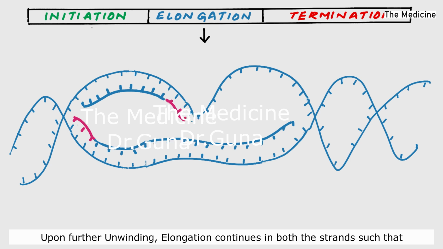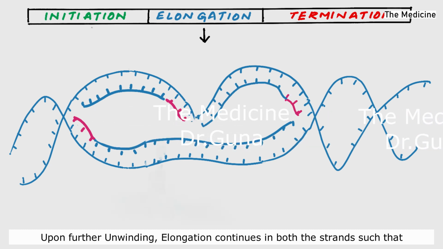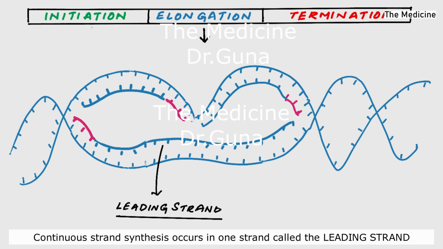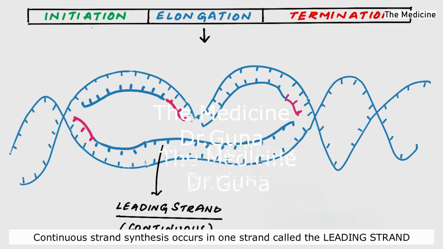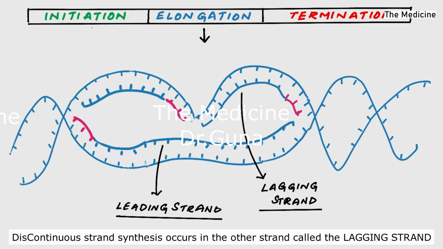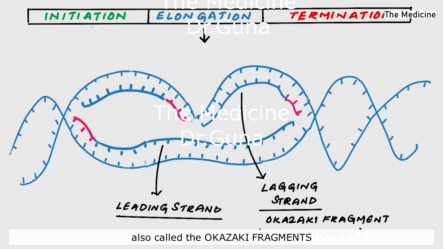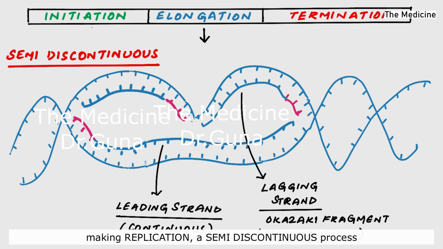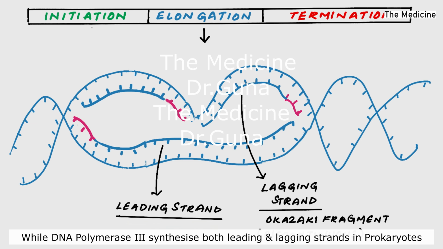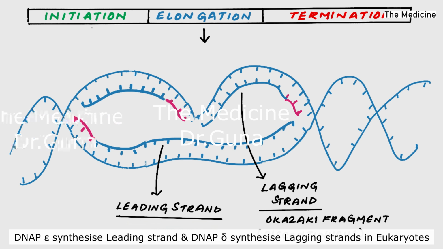Upon further unwinding, elongation continues in both the strands such that continuous strand synthesis occurs in one strand called the leading strand. Discontinuous strand synthesis occurs in the other strand called the lagging strand, also called the Okazaki fragments, making replication a semi-discontinuous process. While DNA polymerase III synthesizes both leading and lagging strands in prokaryotes, DNA polymerase epsilon synthesizes the leading strand and DNA polymerase delta synthesizes the lagging strand in eukaryotes.